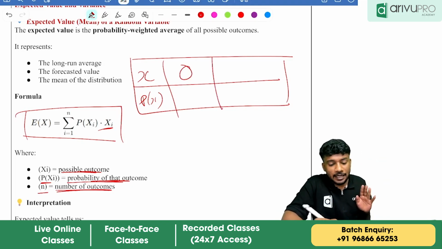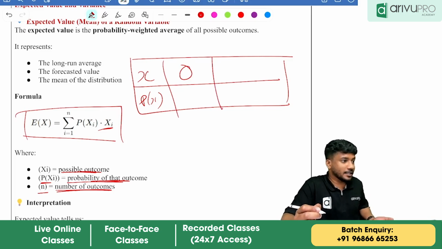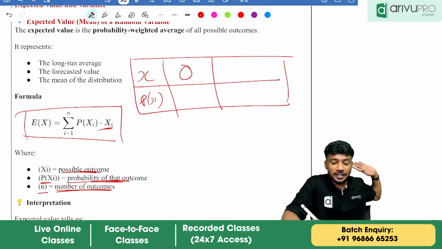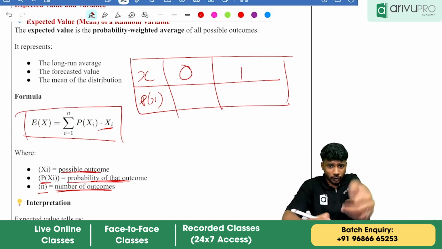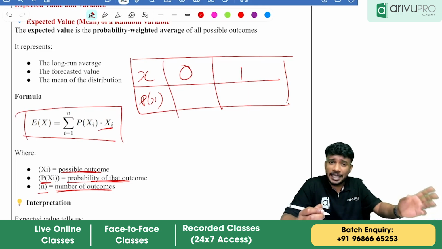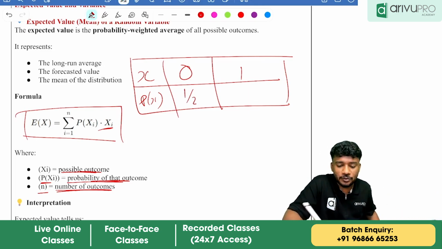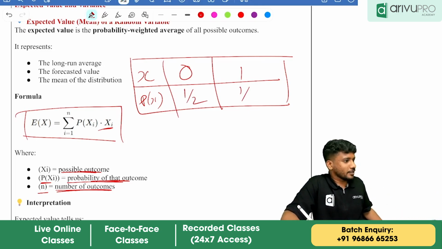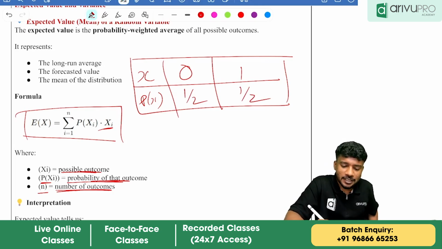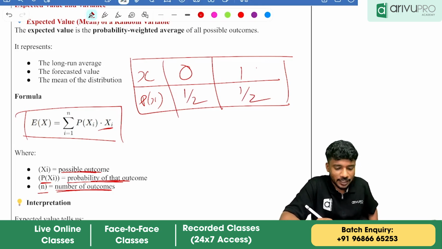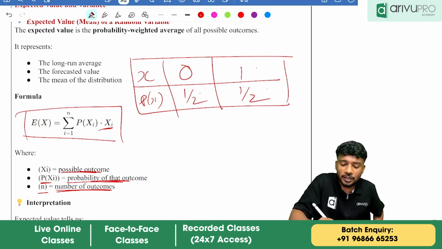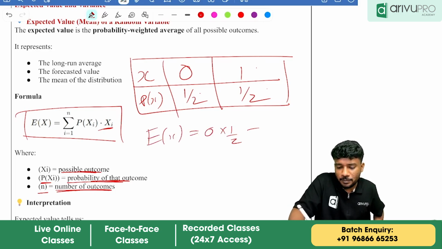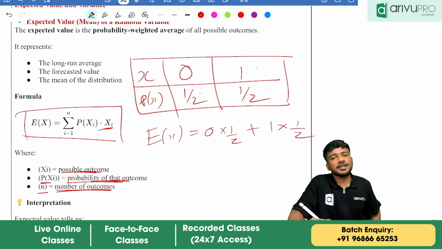Head can occur 0 times. That is a possibility. There is no head means 0. There is one head means 1. Now, what is the probability of 0 heads when I toss a coin one time? That means I should get a tail, so 1 by 2. What is the probability of getting a head? That is also 1 by 2. So 0 and 1 are the corresponding x values, and 1 by 2 and 1 by 2 are the corresponding p of x values. So expected value E of x will be 0 into 1 by 2 plus 1 into 1 by 2. Likewise I can find the expected value.